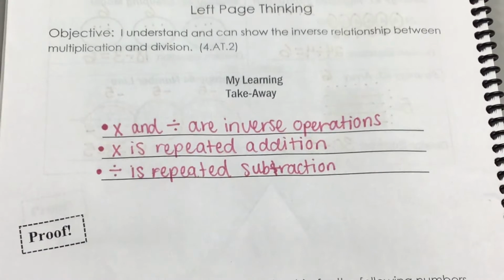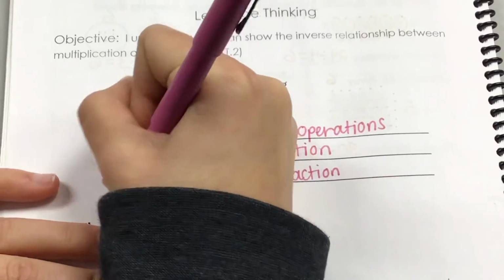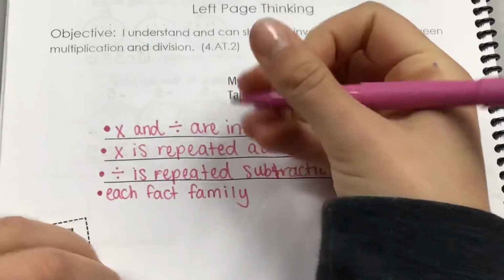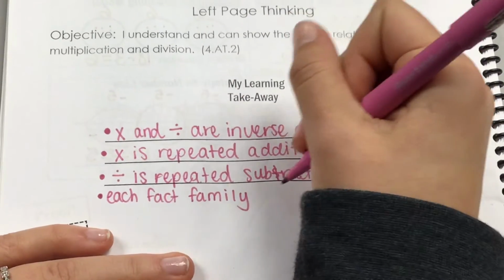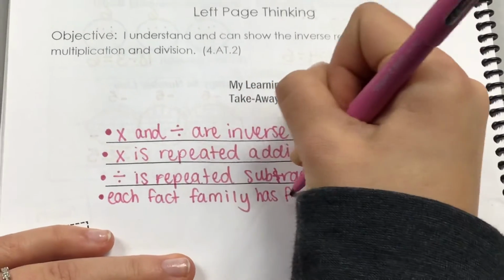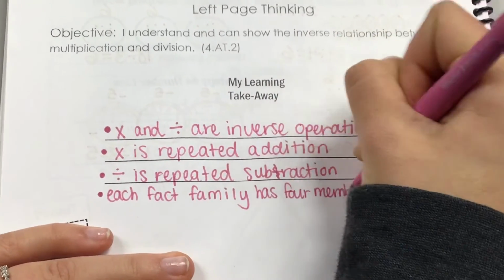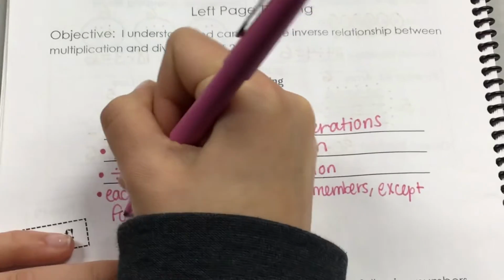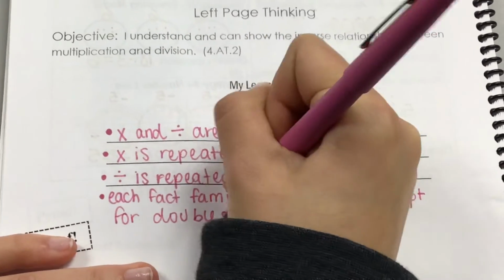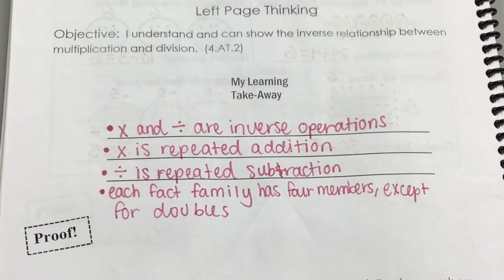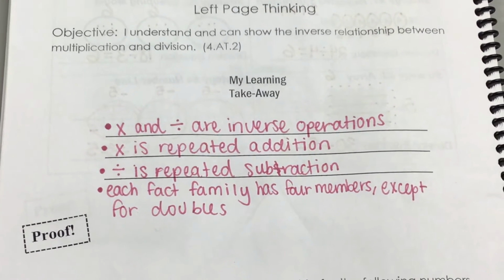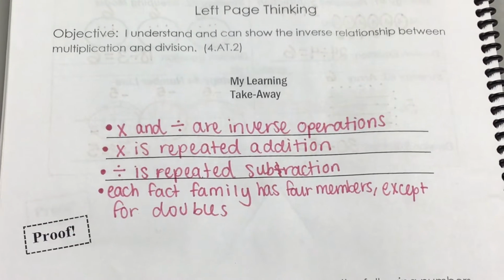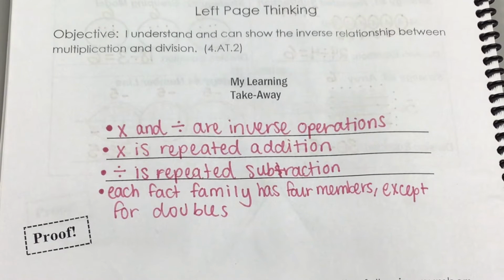Okay, and finally, we're going to talk more about our fact families. Each fact family has 4 members. Except for doubles. Okay, so as we're writing that, I know some people have had some trouble with fact families as we are getting back into that, so I'm going to show you guys an example.